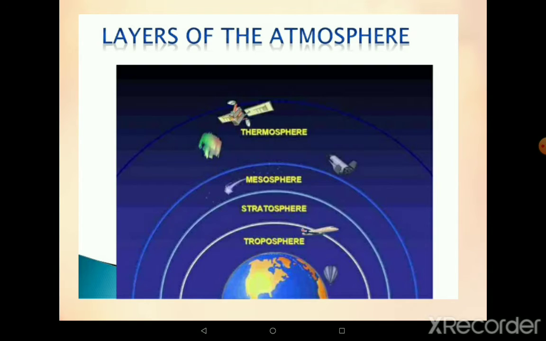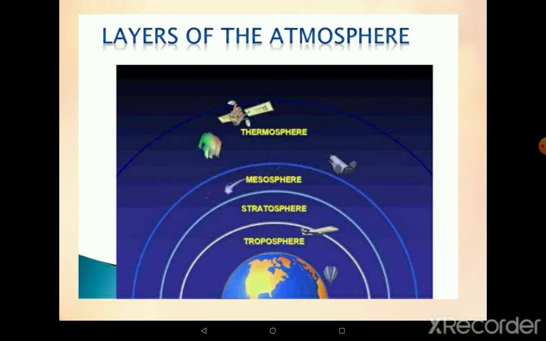Then we have the mesosphere. The mesosphere extends above the stratosphere and is where many meteors get burned as they enter the earth's atmosphere. The mesosphere is the layer where meteors burn when they enter the earth's atmosphere, and it is about 85 kilometers above the stratosphere.